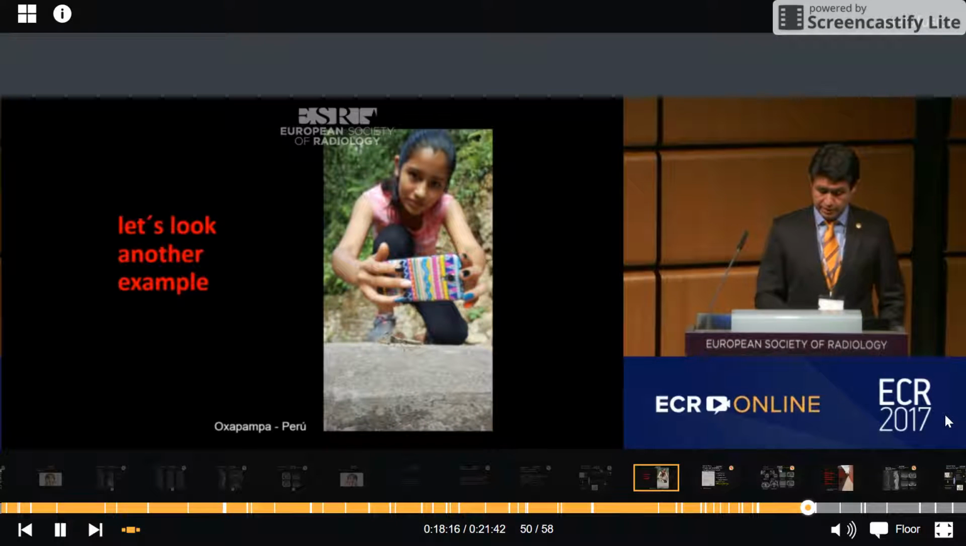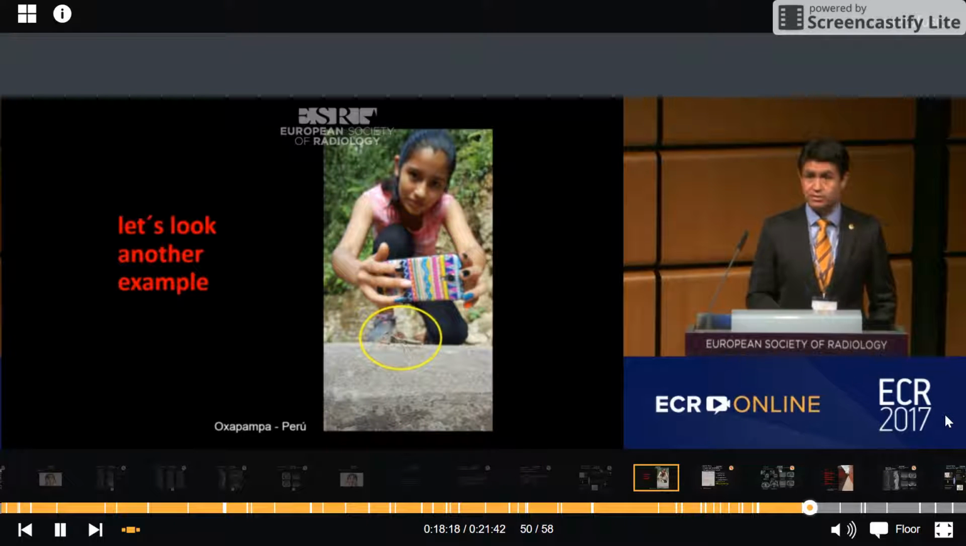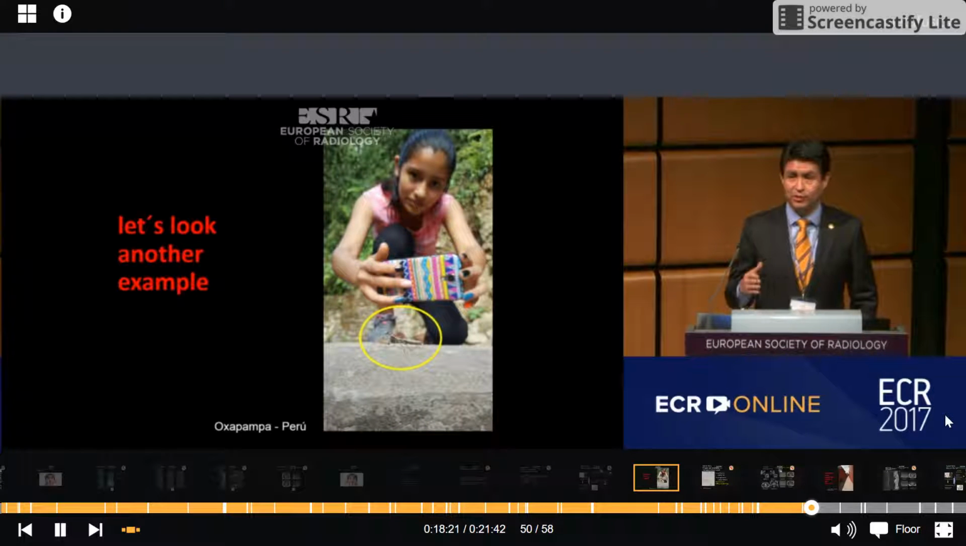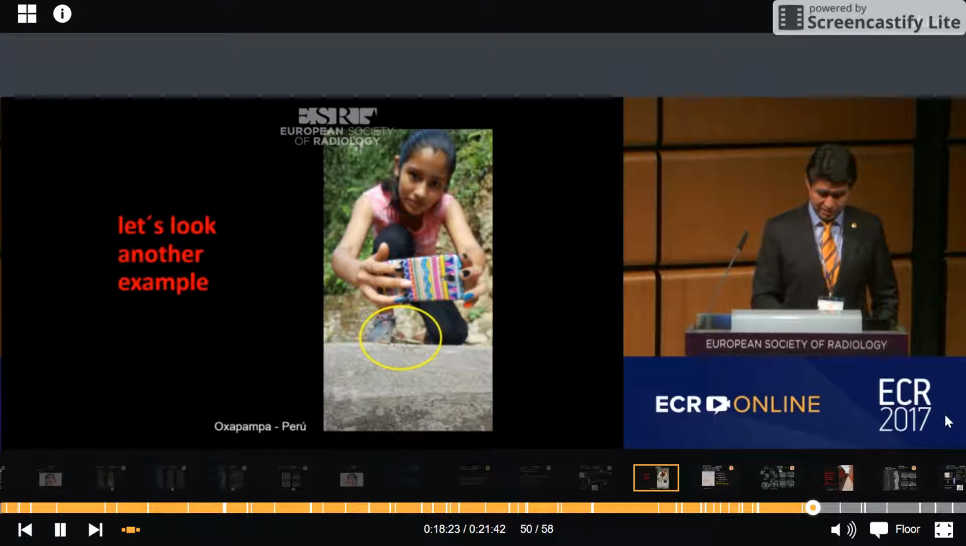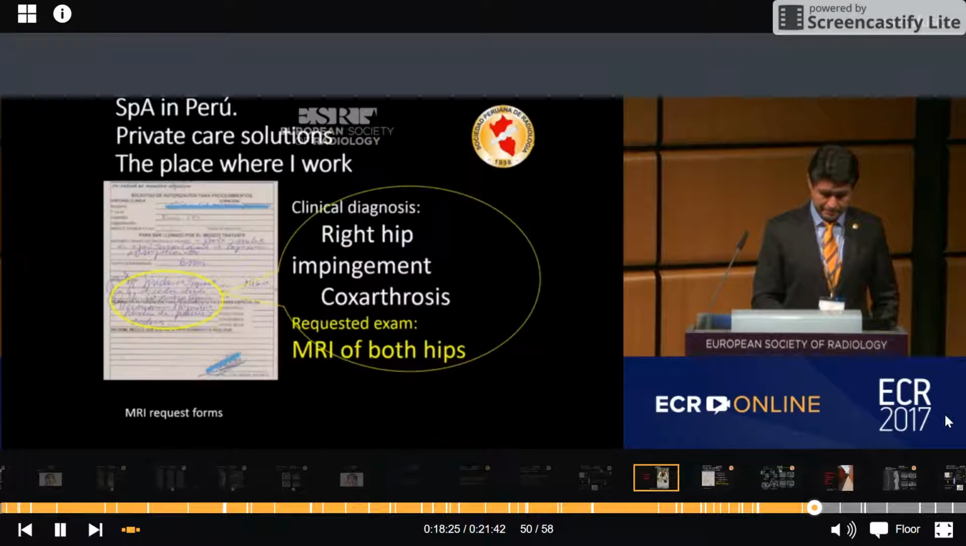Can you see something there? And this is Oxapampa in the jungle of Peru. We can see these animals there.